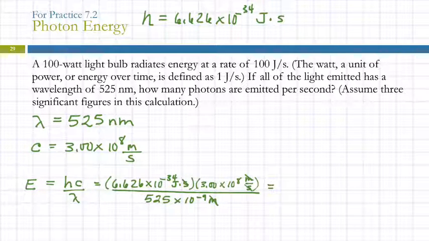6.626 EE minus 34 times 3 EE8 divided by 525 EE minus 9 equals. I've got 3 sig figs. So I've got 3.7863 times 10 to the minus 19 joules.